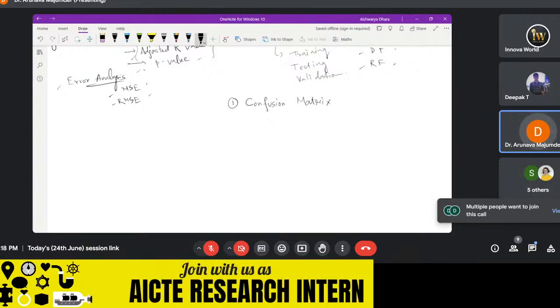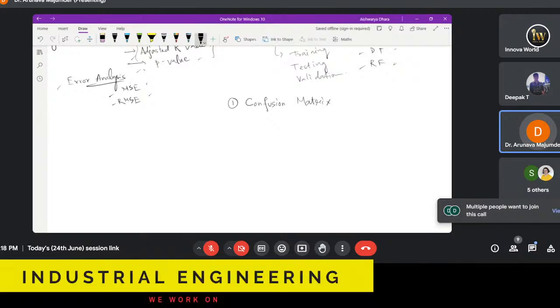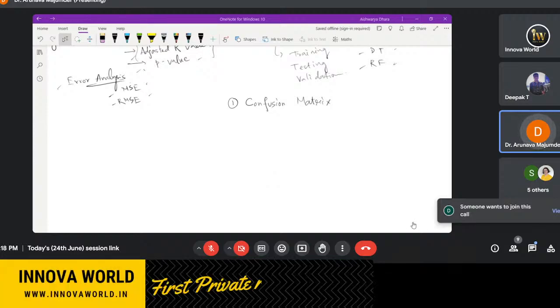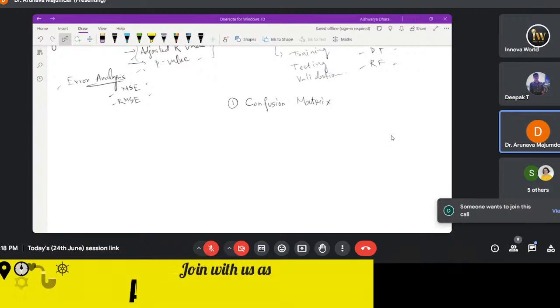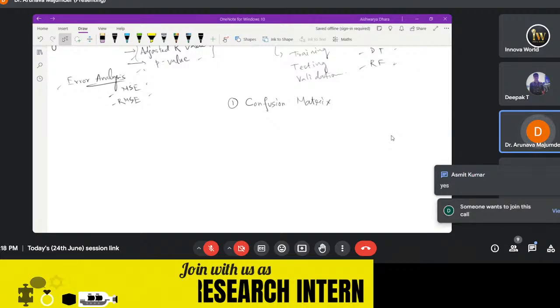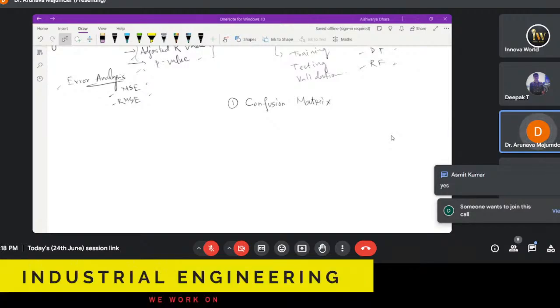Okay. So what is confusion matrix? Let me ask, anybody know what a confusion matrix is? If you know the confusion matrix, please write down in the chat box. Yes, you know it. Okay, Amit Kumar knows what a confusion matrix is. Anybody else?